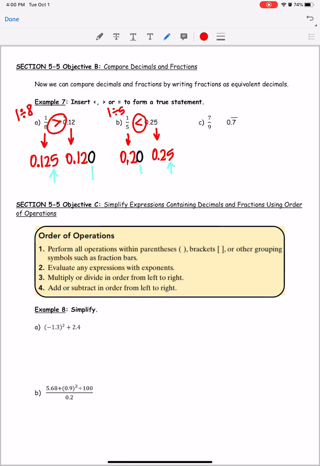On C, in your calculator, we're doing 7 divided by 9. When you do 7 divided by 9, you get 0.7 repeating. So these ones are actually equal.